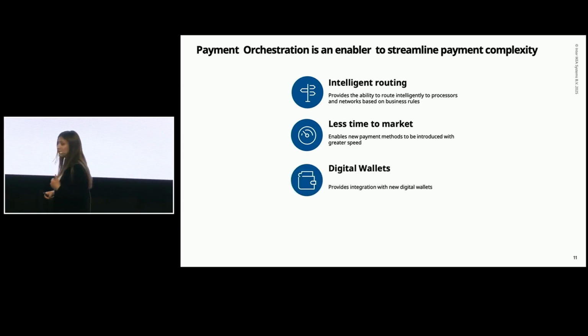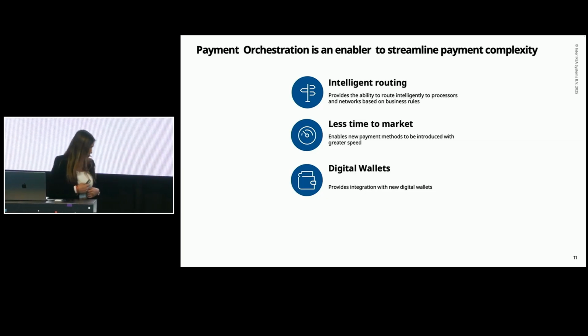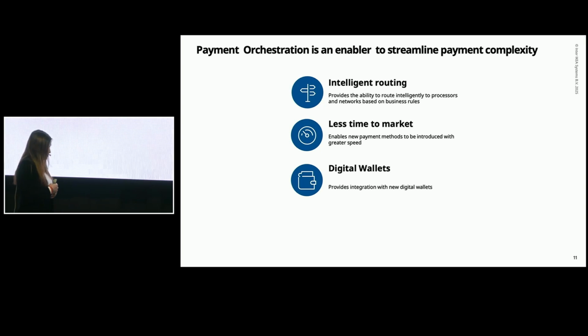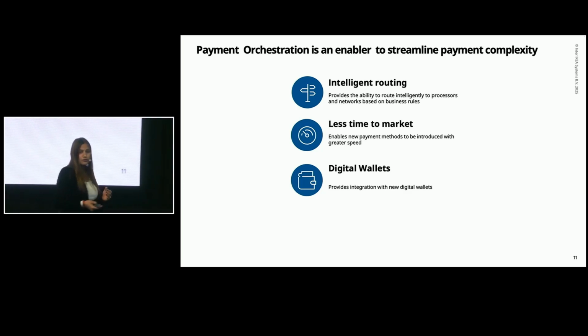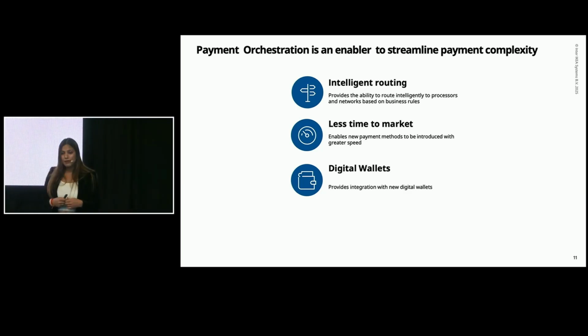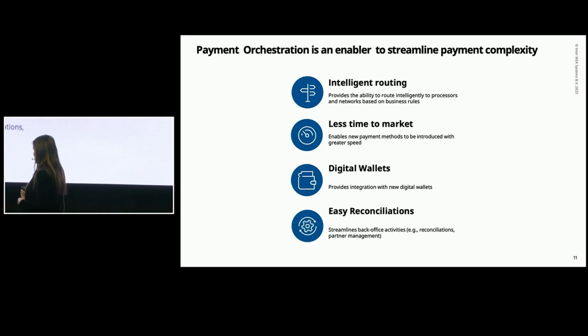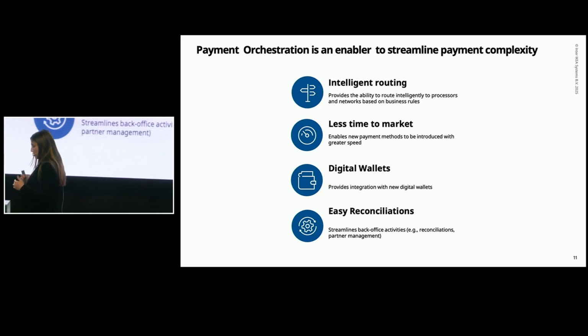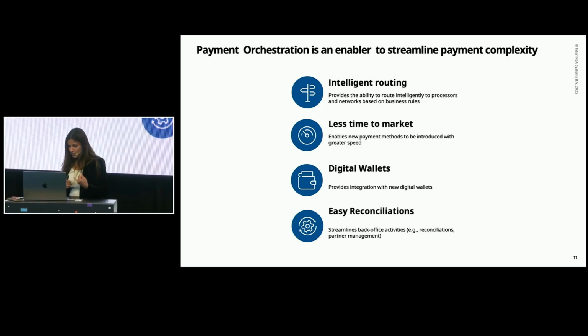Next to this, we have the digital wallets. So again, like I said, in the Express checkout, we do support today Google Pay and Apple Pay, only 2 wallets at this moment. But with this orchestration layer, it's going to help us to introduce new or more wallets very fast and with easy integration. Then last but not the least, the easy reconciliations. Again, we have to do a lot of reconciliations with our PSPs, with the acquirers, with the payment methods. That's going to be easy because they are going to provide it out of the box.